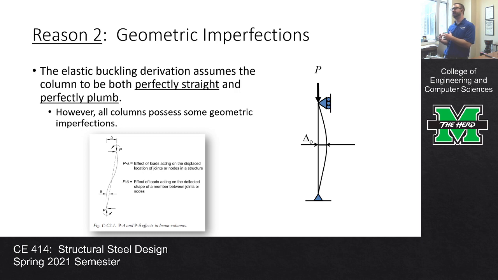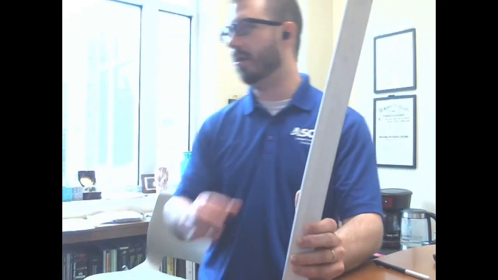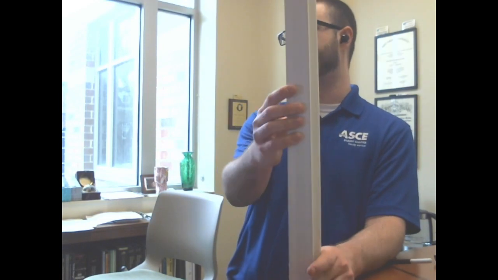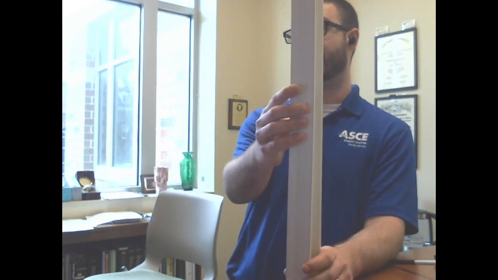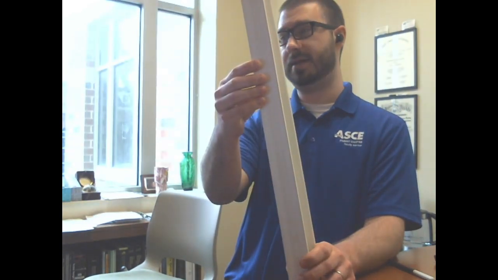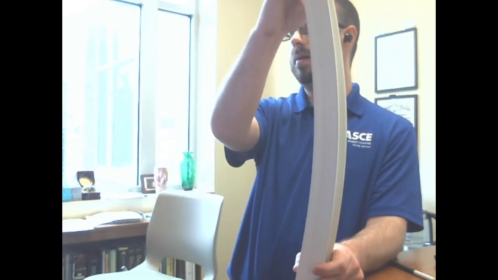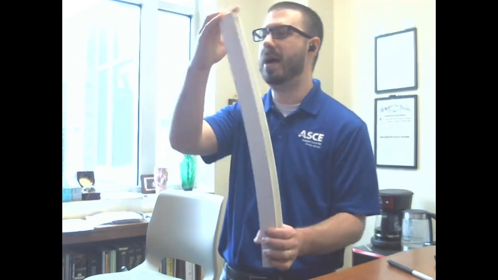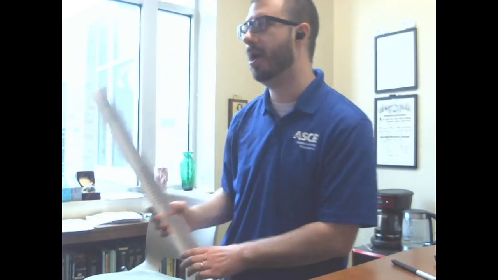All columns possess some degree of imperfection. So here's the column. Let me turn my webcam on so you can kind of see this. There are two types of imperfections that we have to deal with in refined analysis. The column might be out of plumb a little bit, or it might have some initial out of straightness. Now, not much. I'm exaggerating it here, but that initial out of straightness and that initial out of plumbness can really affect the capacity in the end.